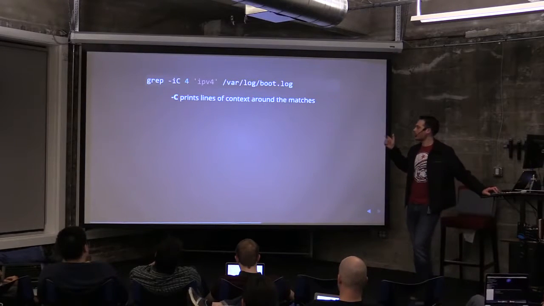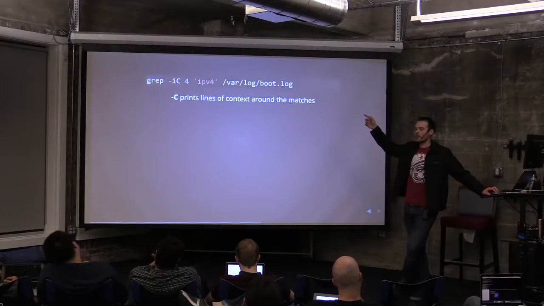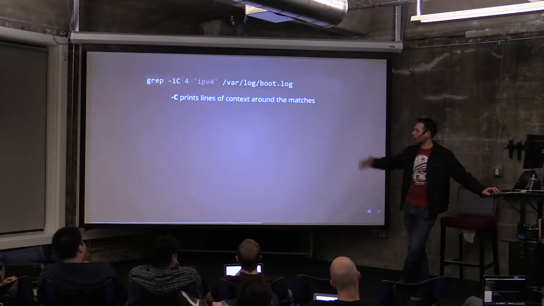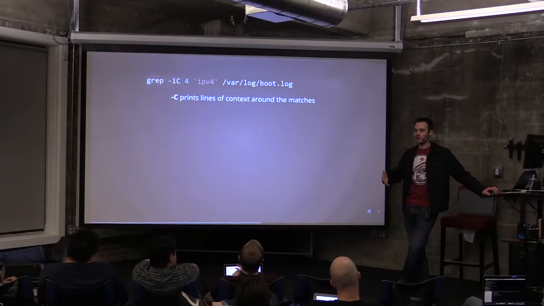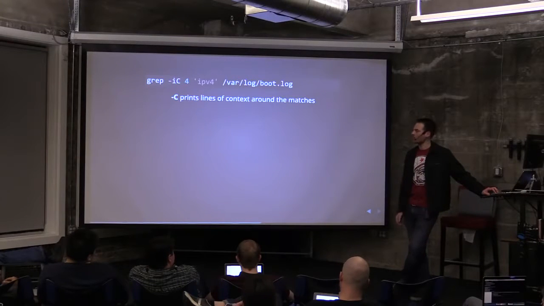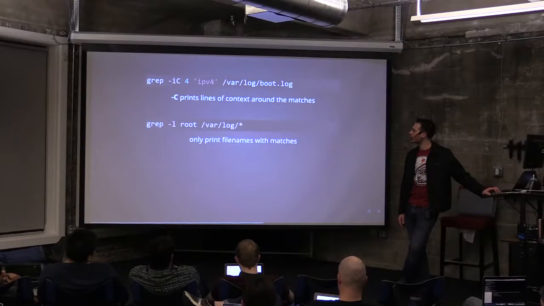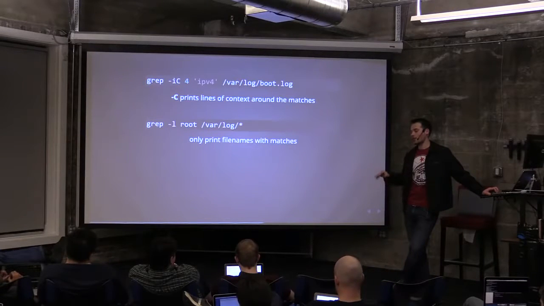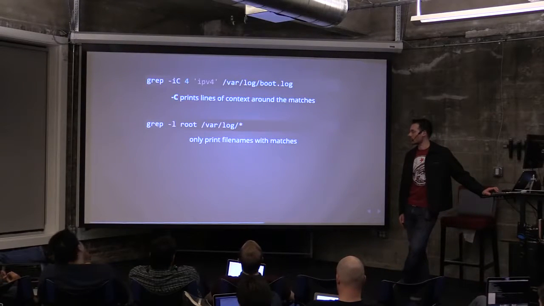-C prints lines of context. So if you execute that command, what you'll see is the line on which the IP address was found, and then 4 lines above and 4 lines below it. A lot of times you're searching for something in a log file and you find it, and then you realize what you really need to know is what's right before it. You would use the capital -C for context for something like that. -l, in case you're searching multiple files and not just one, will print the file names that have that text instead of the lines in those files that contain it.